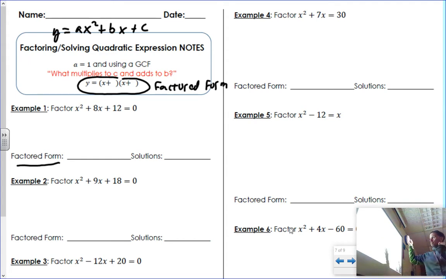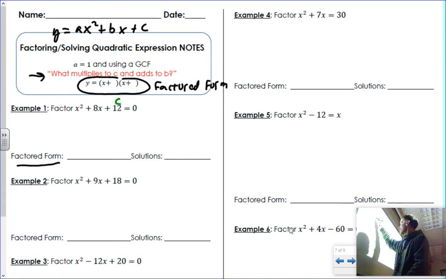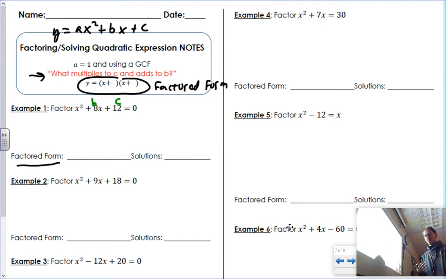So what's important is what's written in red. What multiplies to C and adds to B. Remember, your C is always going to be your constant, and your B is going to be the coefficient of the x term. So how can we multiply to get positive 12 and add to be positive 8? The more comfortable you are with your times tables, the faster you're going to be at this, because you can start doing it in your head.